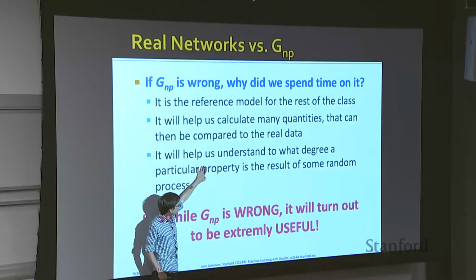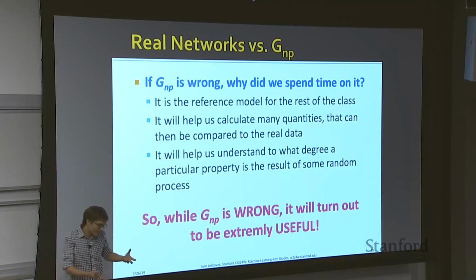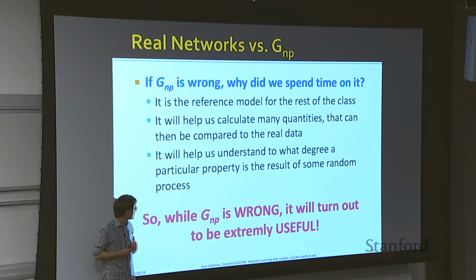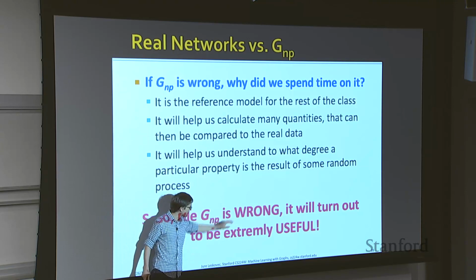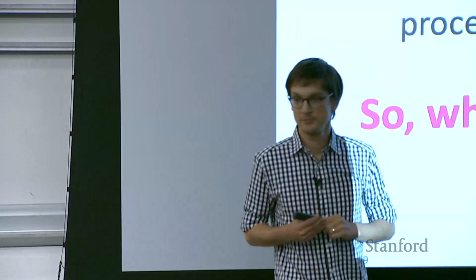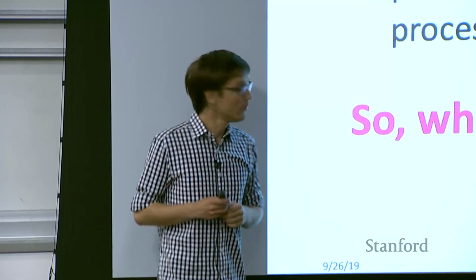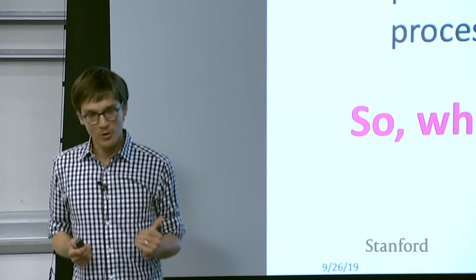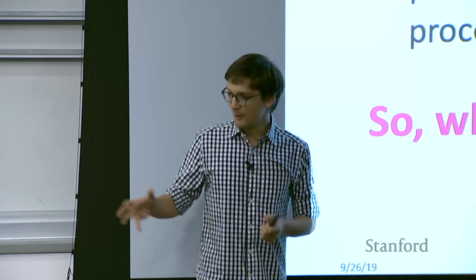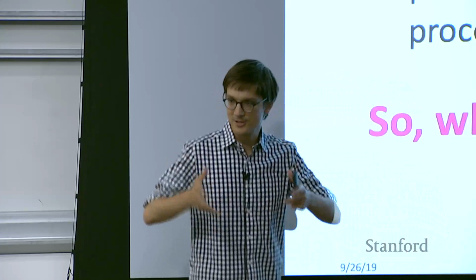And it helps us understand what properties of the graph are a result of some random process, and what other properties are maybe not the result of a random process. So even though this model is wrong, it's very useful. This is what I wanted to say about the GNP model. Are there any questions? If not, I will now show you one more model, and then Michele will take over and show this beautiful mathematical way of generating very interesting self-similar graphs.